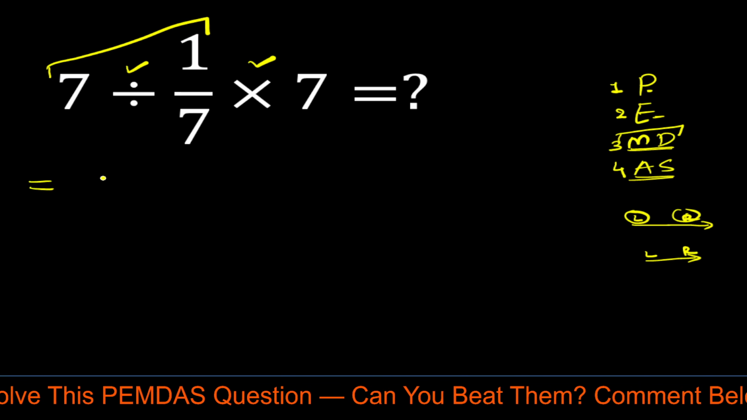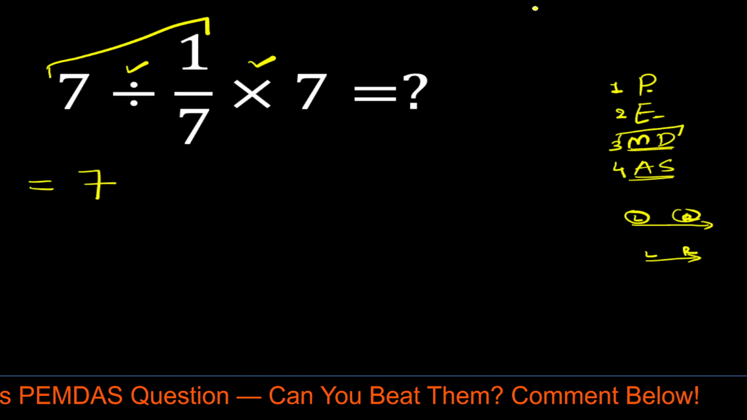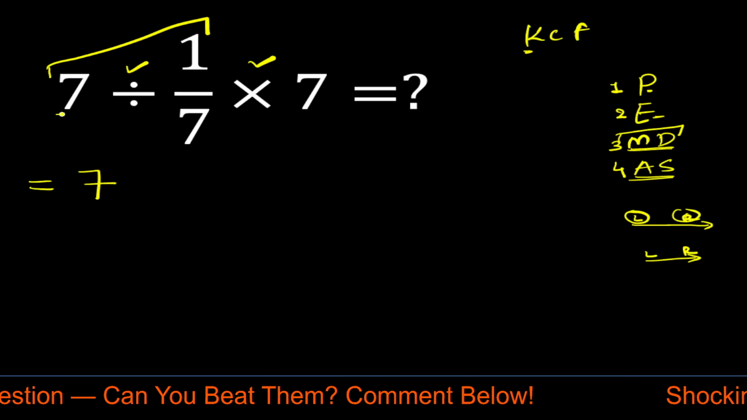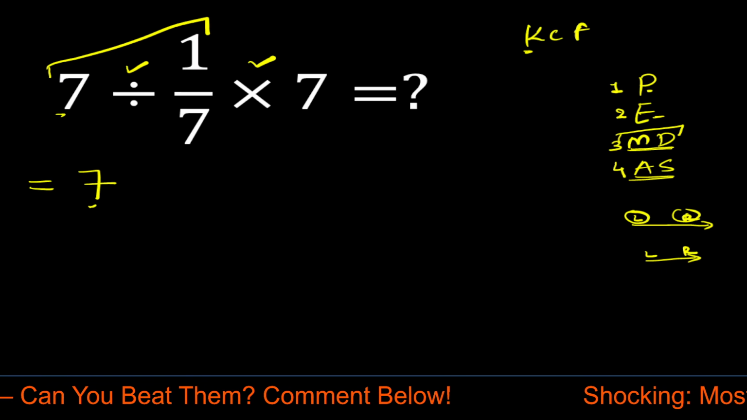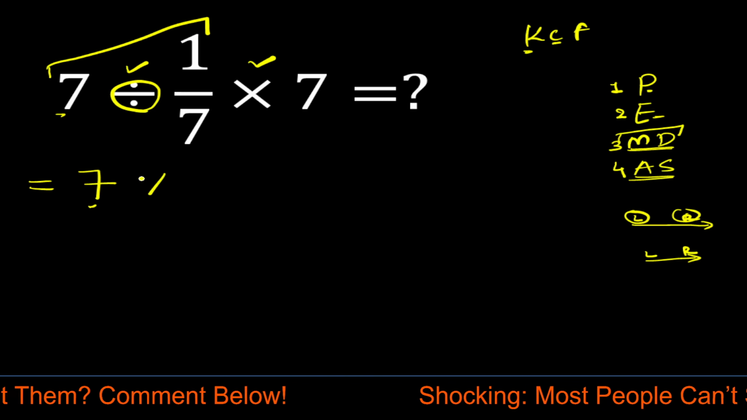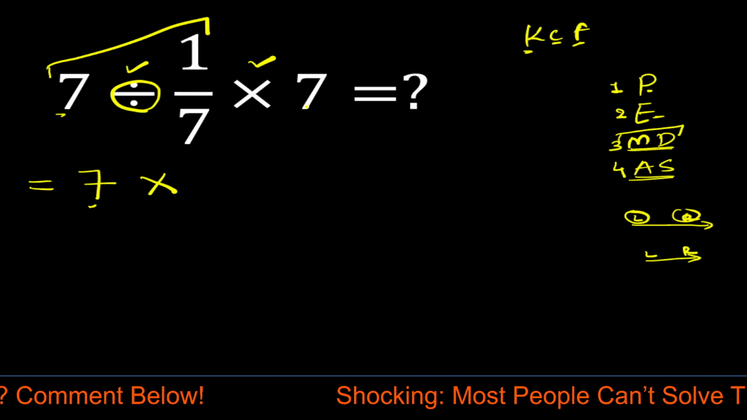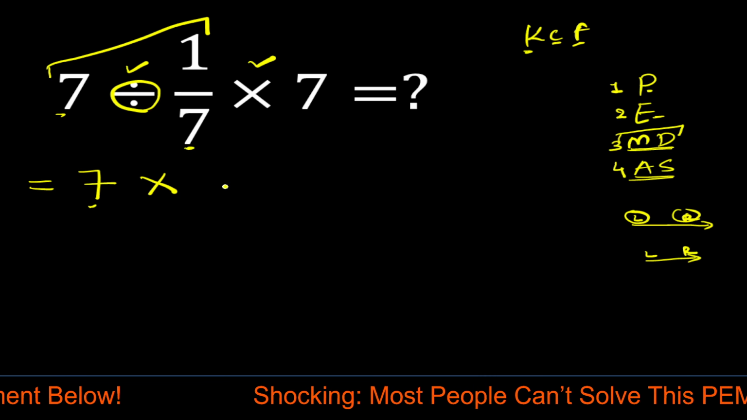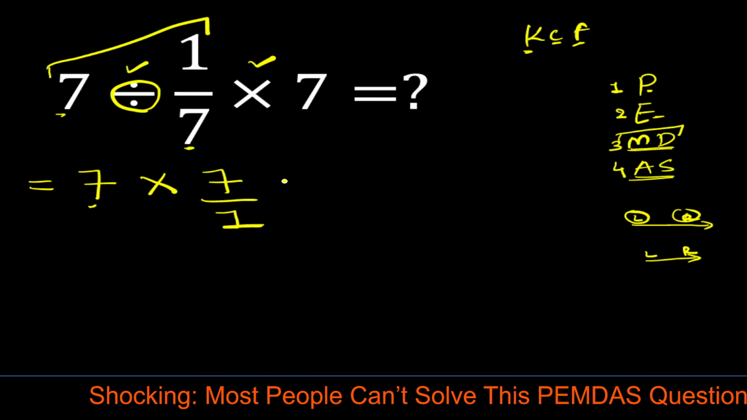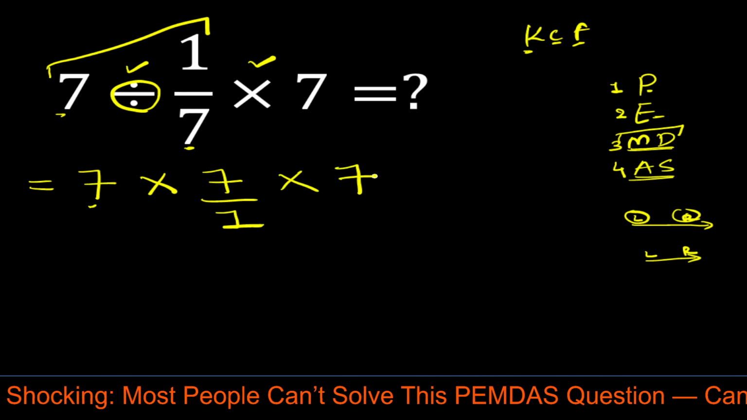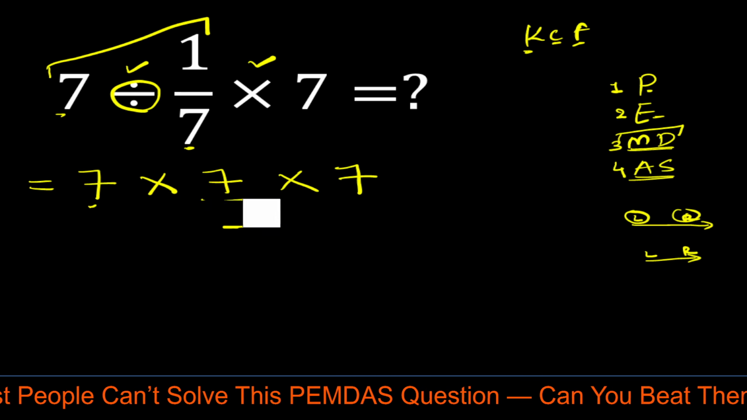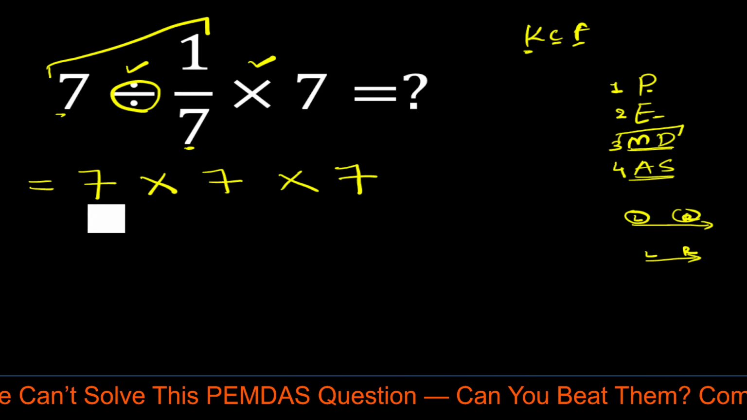So now 7. According to the KCF rule, K means keep this 7 as it is, the same. C means change this sign from division to multiplication. And F means flip the second fraction: 1 upon 7 becomes 7 upon 1, right? Times 7. So now 7 upon 1 is equal to 7, so we can remove this 1, right?